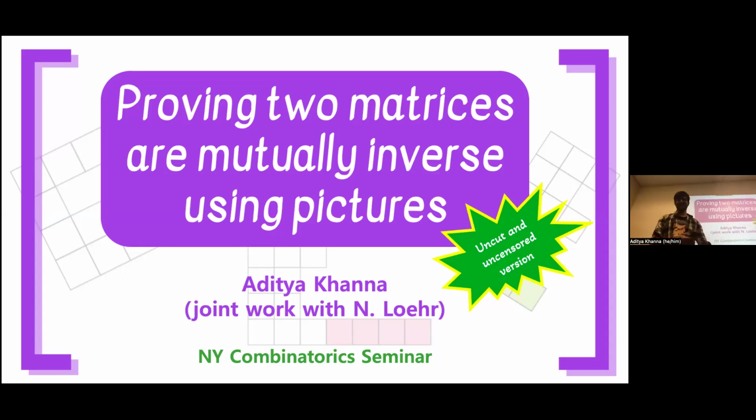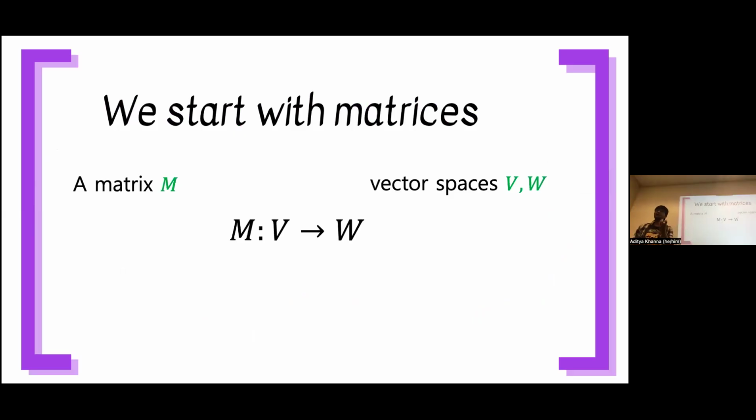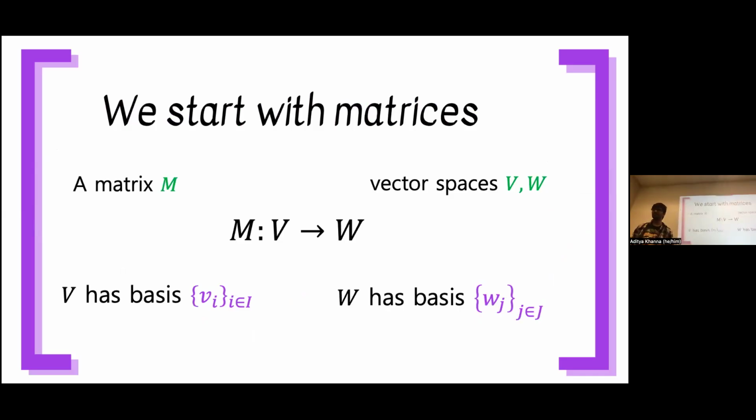So let's begin. We'll start with matrices, right? What is a matrix? You take a matrix M, and that is basically just a map between two vector spaces, V and W in this case. And what you want to imagine this as is a map between bases, right? I take a basis from here and I'm trying to transform it into a basis of vectors on the other side.